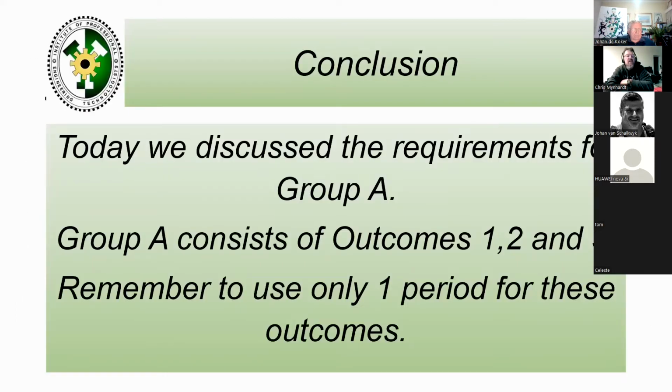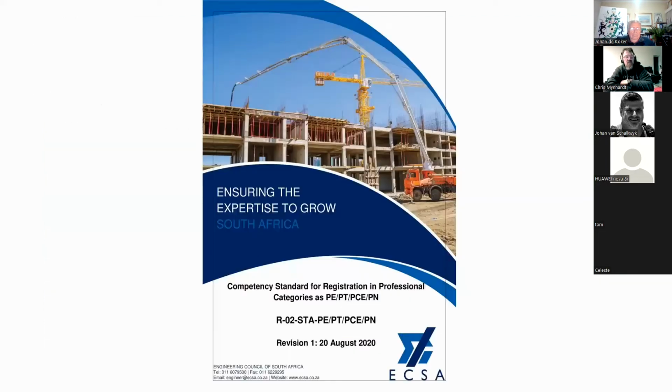Okay, Johan, next one. Okay, in conclusion, today we discussed the requirements of Group A. Group A consists of outcome 1, 2, and 3. And again, I can't stress enough, remember to use only one period for these 3 outcomes, and also for 9 and 10, you must also use the same period. It's easier for you to handle.